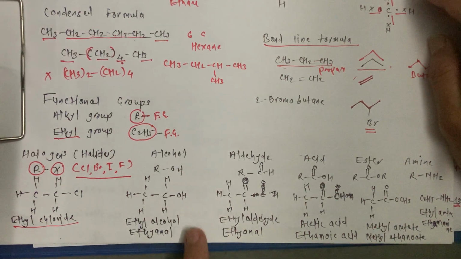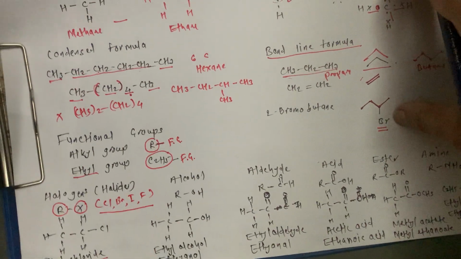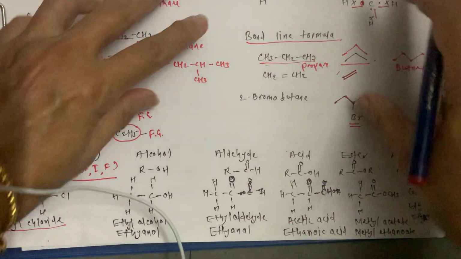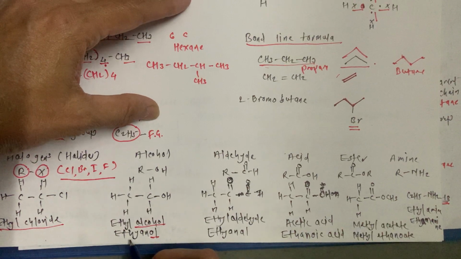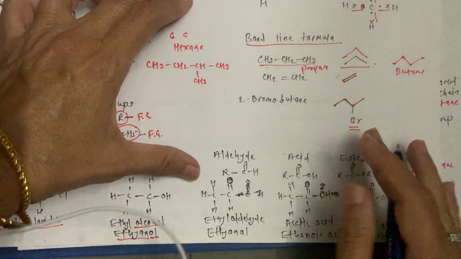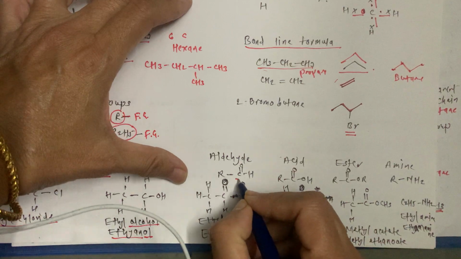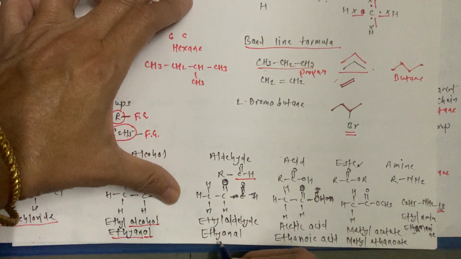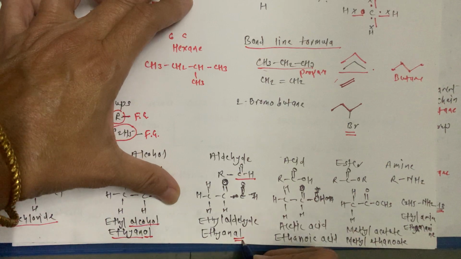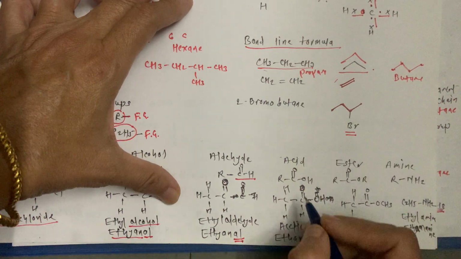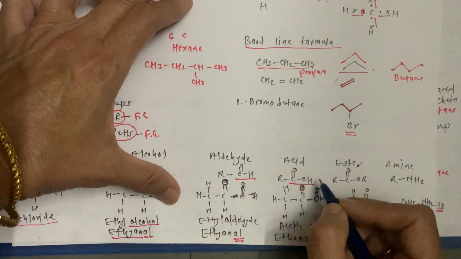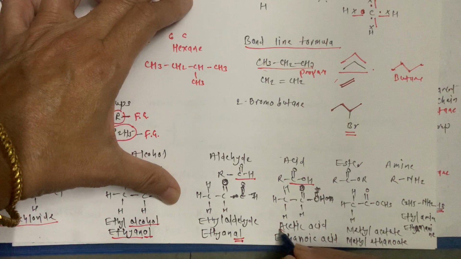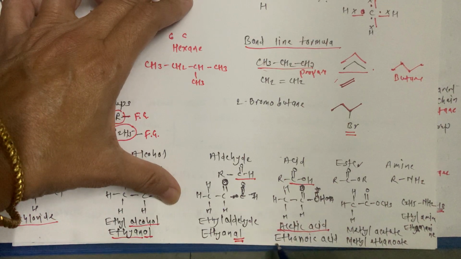If there is OH, then this is our alcohol. The short form is OL, so this is also known as ethanol. If there is an aldehyde group, that is C double bond O, H, then this is known as ethanal. Al is the ending. If it is an acid, then the functional group is COOH, and this is our acetic acid. This is the common name, while ethanoic acid is the IUPAC name.